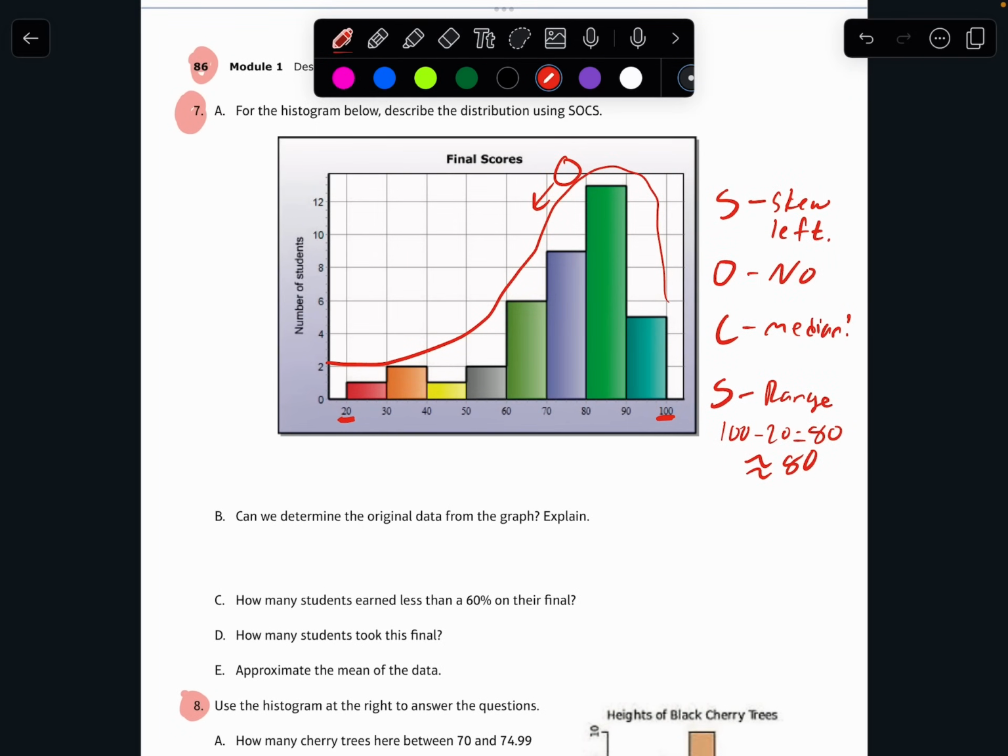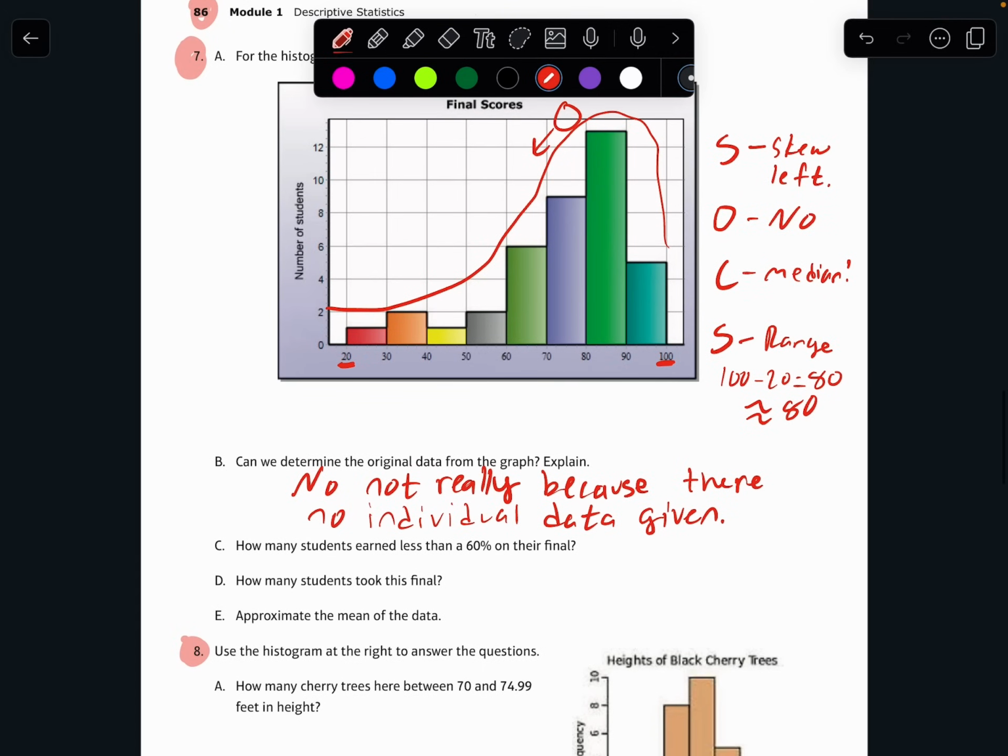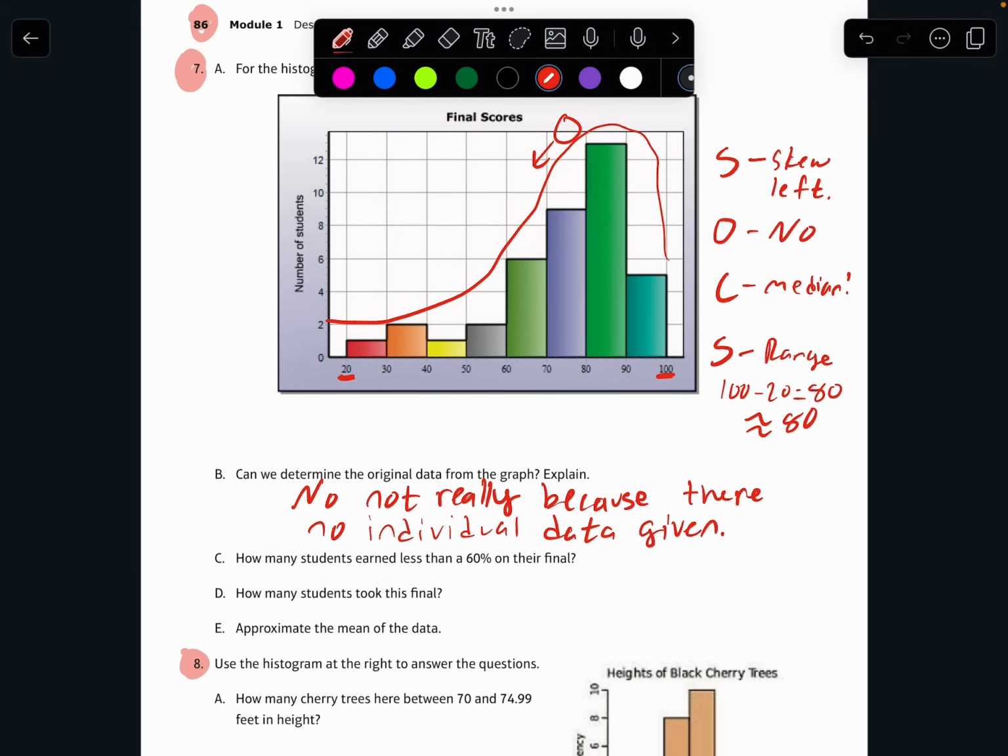All right. B is asking, can we determine the original data from the graph? Explain. No, not really. Because, as I mentioned earlier, there are no individual data given. So we don't know this information. The rest we can fill out just based off of the graph. So how many students earn less than 60% on their final? Here we have 2, 1, 2, 1. So it looks like the total is 6 students.